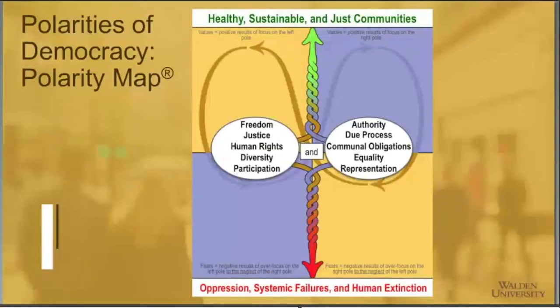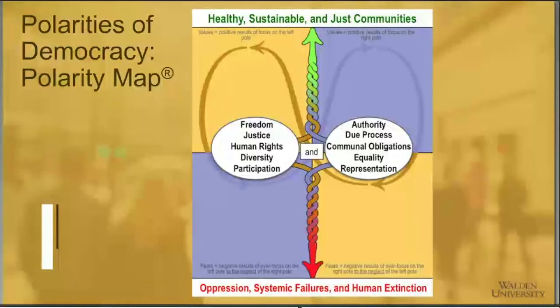Pull that slide. Thank you, Suzanne. So this is a graphic representation of the theory. It's the theory as a whole. I'm not going to try to go through every aspect of this map because it's pretty complex, but you would actually develop for the theory 5 of these maps: freedom and authority, justice and due process, etc.